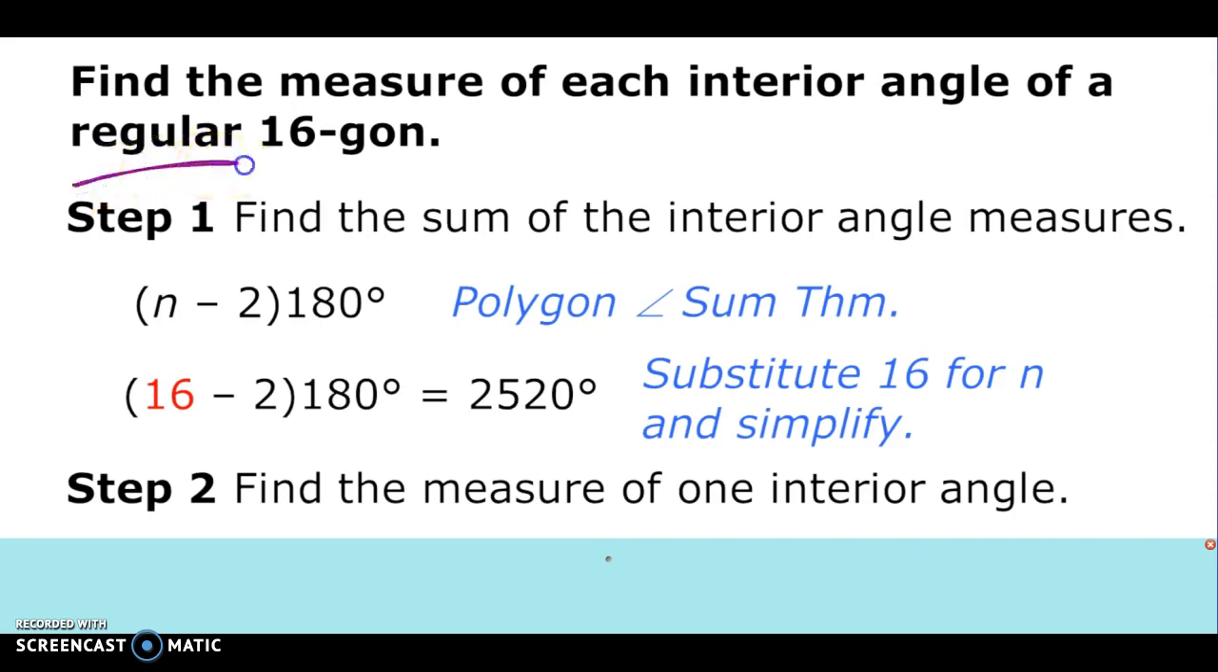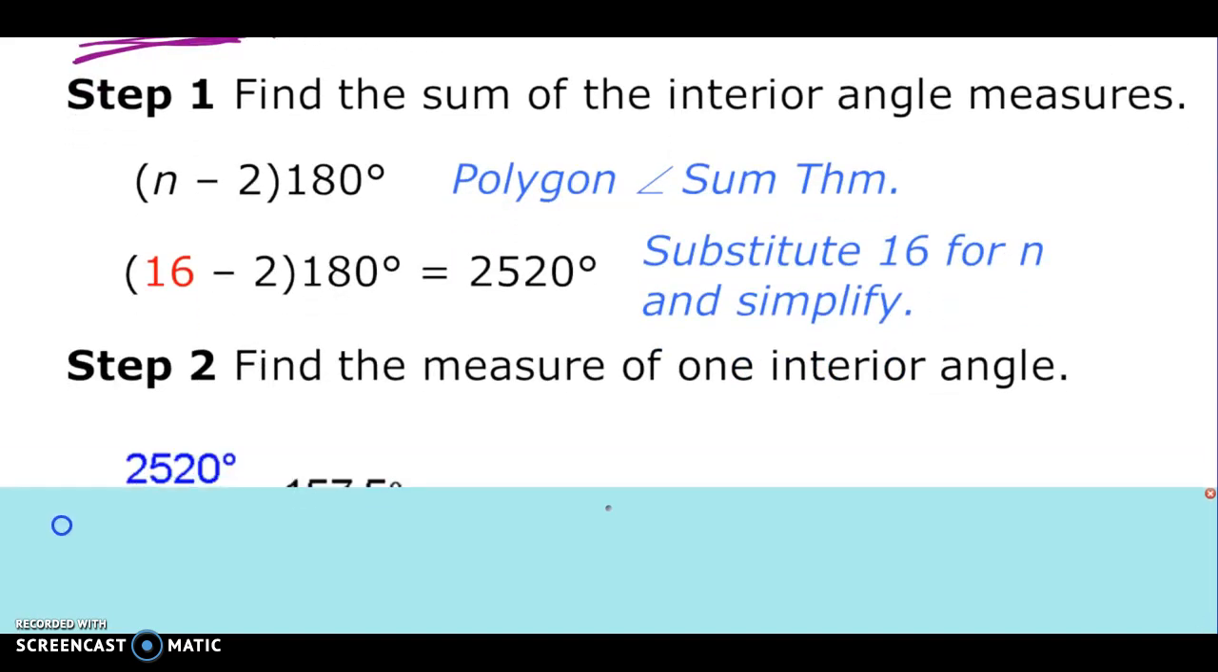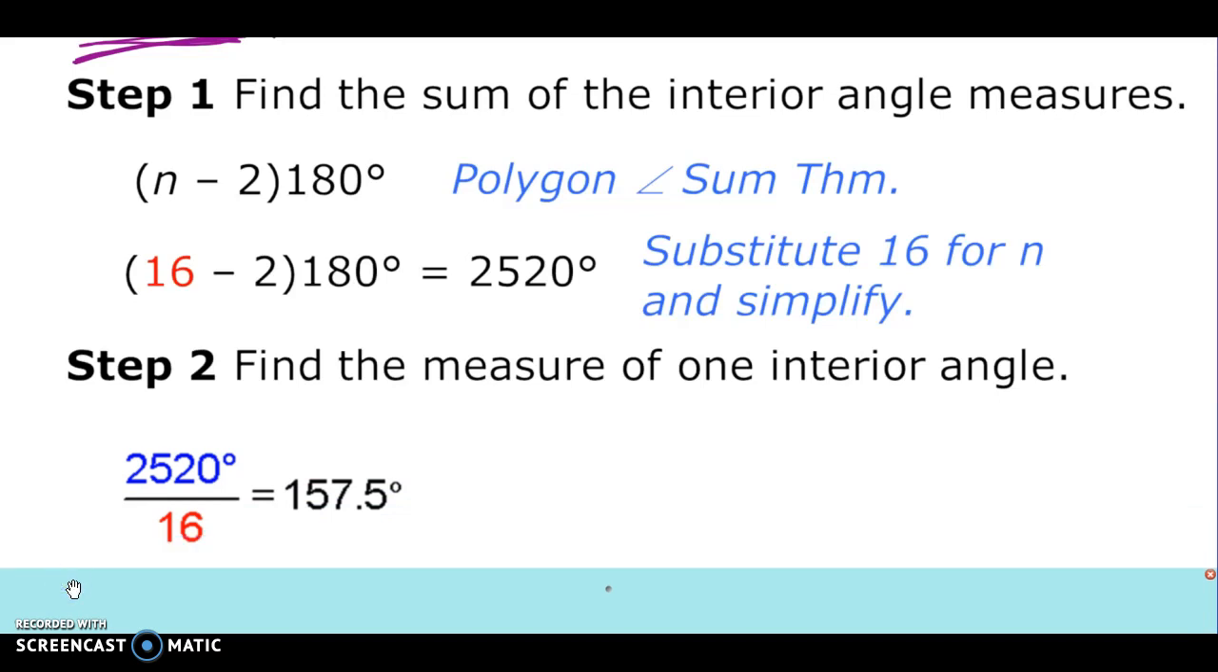But we know it's regular. We're given this piece of information. So that means all the angles are the same, and all the side lengths are the same. So since we know the angles are congruent, you divide by 7, so you should have gotten 157.5 degrees.